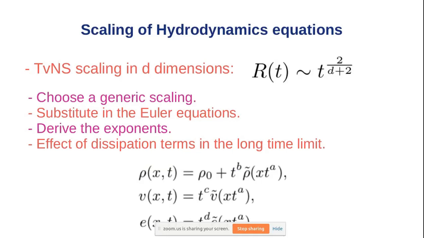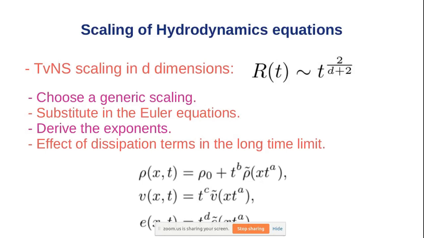So let's try to derive this solution. That's what we have done. We have attempted to derive this solution. Generally, we have chosen a generic scaling of rho, v, and e: rho naught plus t power b, v as t power c into v tilde, and e as t power d e tilde. We assume the scaling in the x-axis is x in t power a. Now, we are required to find the values of a, b, c, d.